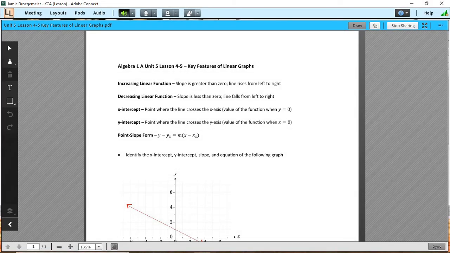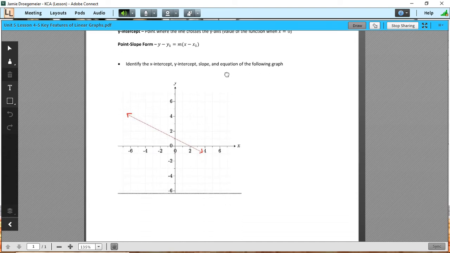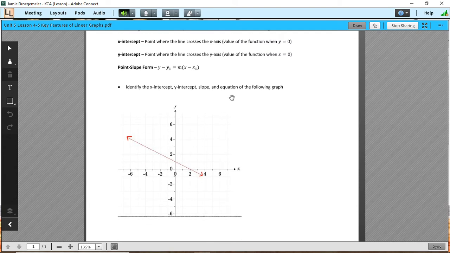So let me scroll this down. So I have a graph of a line. I don't know the equation of this graph. They've asked me to identify the x-intercept, the y-intercept, the slope, and the equation of the graph.